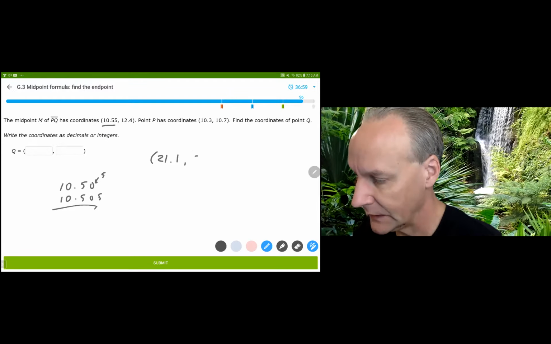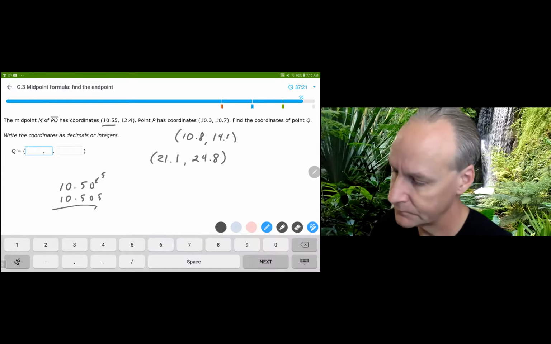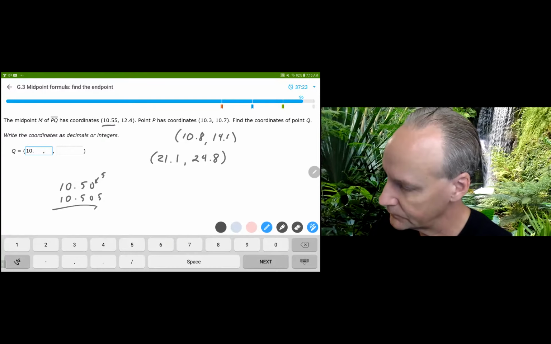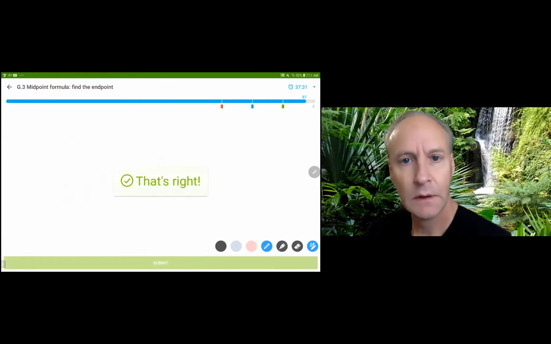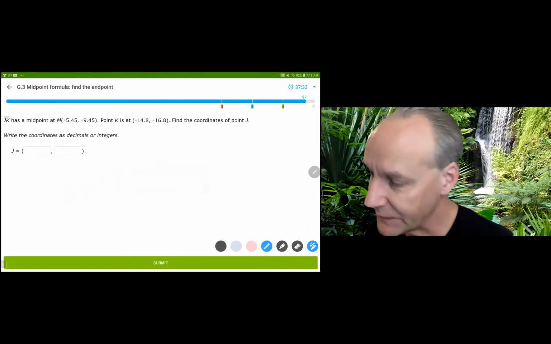12.4 doubled is 24.8. And in order to get from 10.3 to 21.1, it looks like I need 10.8, it looks like. And to get from 10.7 to 24.8, I need 14.1. And a couple more, almost done.